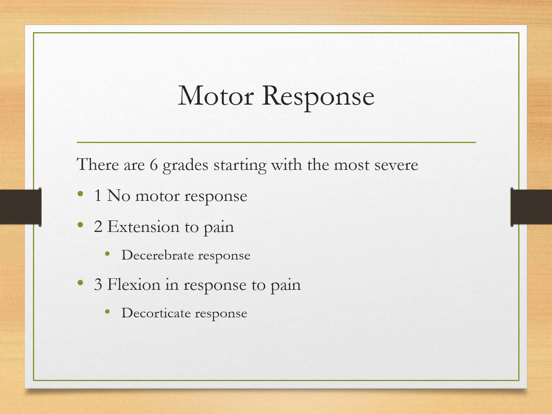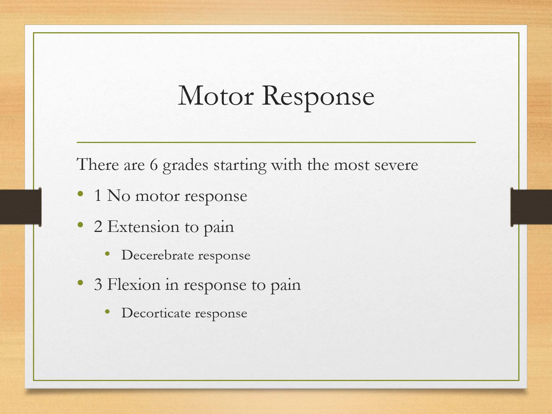Motor response. Decerebrate posturing responds with adduction, internal rotation of the shoulder, and pronation of the forearm. So decerebrate posturing, think of it as kind of pushing out of the body. It's an extension to pain. This is actually more severe than the no motor response whatsoever.